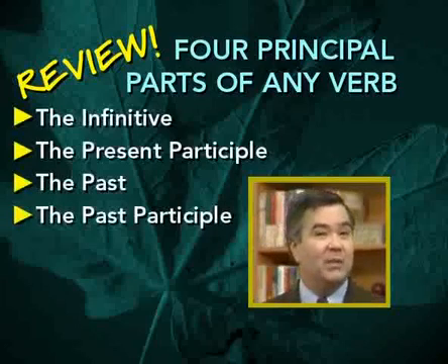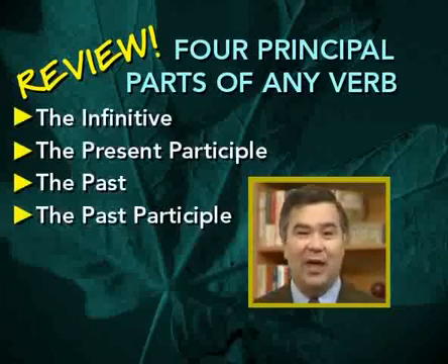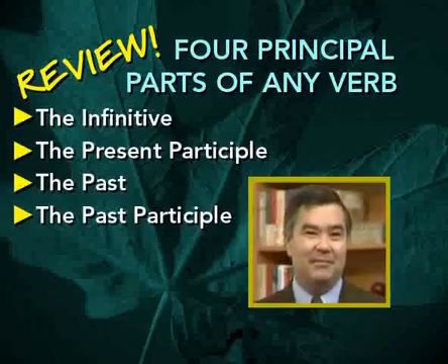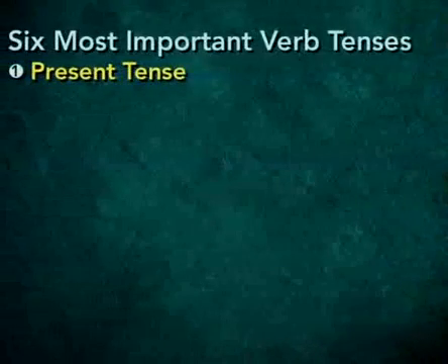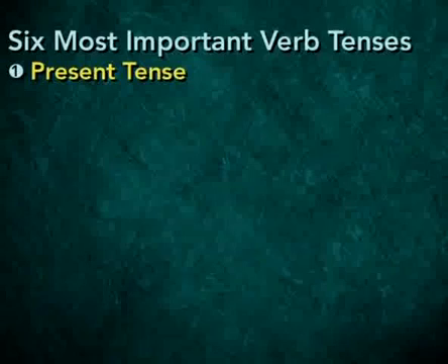And these four principal parts are combined in various ways to create verb tenses. Now, there are many verb tenses in English, but the six most important are the ones we're going to present to you now. Let's begin with the present tense.